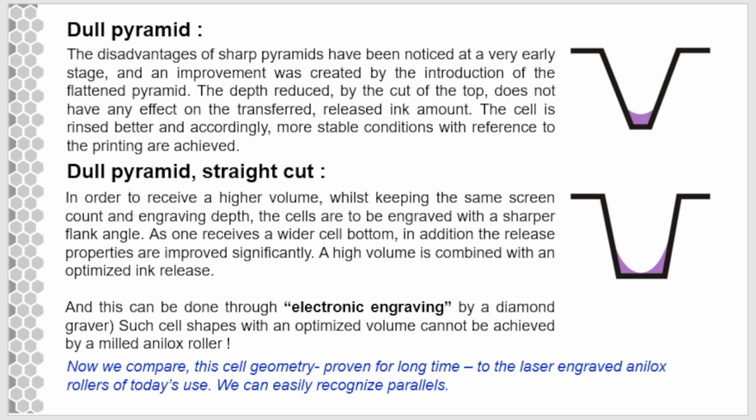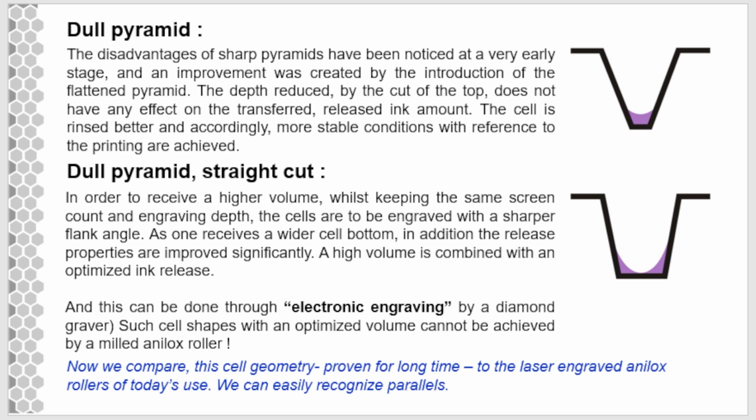The third one is the dull pyramid with straight cut. In order to receive a higher volume while keeping the same screen count and engraving depth, the cells are to be engraved with a sharper flank angle. As one receives a wider cell bottom, in addition, the release properties are improved significantly. A high volume is combined with an optimized ink release. And this can be done through electronic engraving by a diamond graver. Such a cell shape with an optimized volume cannot be achieved by a milled Anilox roller.